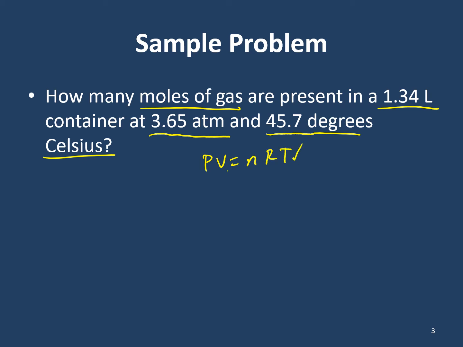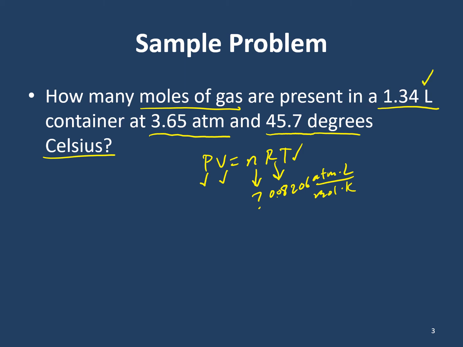Now, this is a PV equals nRT problem, and I know that because I have temperature, I have volume, and I have pressure, and I was asked for moles, and we always have R is 0.08206 atm times liters over moles times Kelvin. Now, we have everything in the units we need it in too.